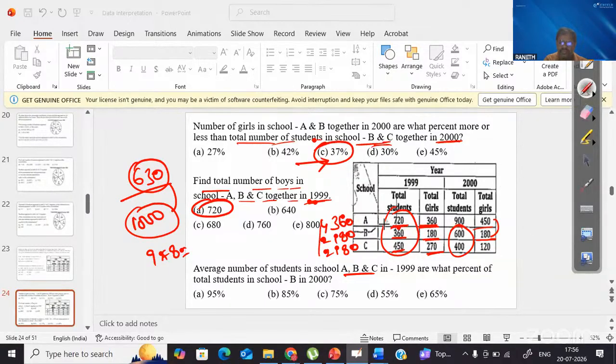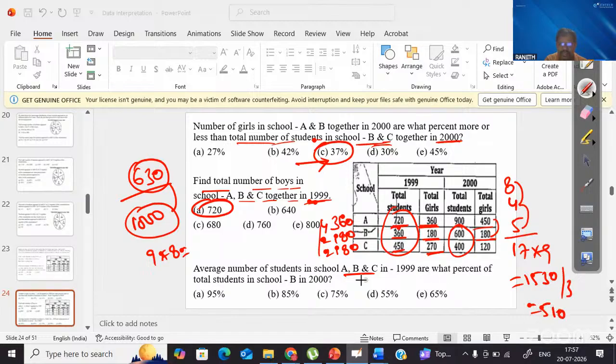Again, it is also a multiples of 9 table. 9 eights are, 9 fours are, 9 fives are. 8 plus 4 equal to 12. 12 plus 5 equal to 17. 17 into 9 equal to 153. Average will be equal to 3, so it will be equal to 510.